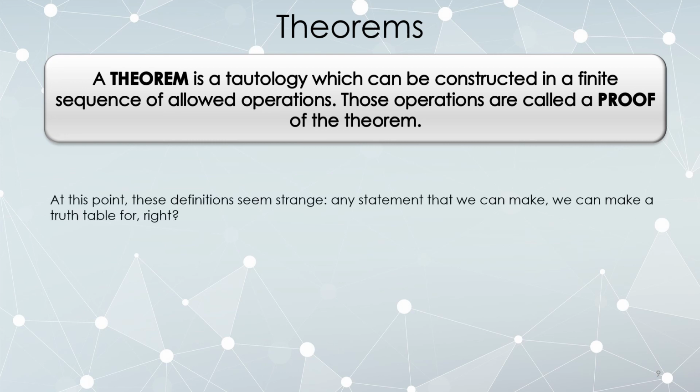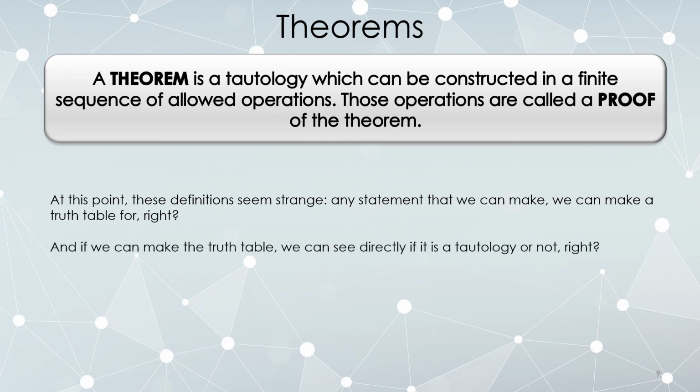This is a very strange sounding definition at first. For any statement we can make a truth table for, if I can fill in the truth table, I can determine whether or not it is a tautology. So if I can make the truth table and determine whether or not it's a tautology, how could there possibly be a tautology that I can't show is a tautology?